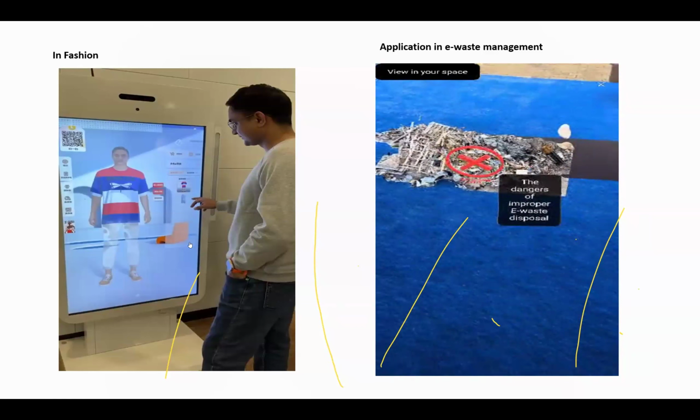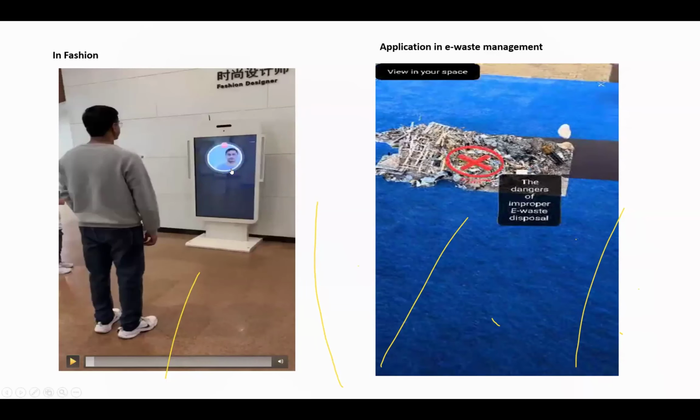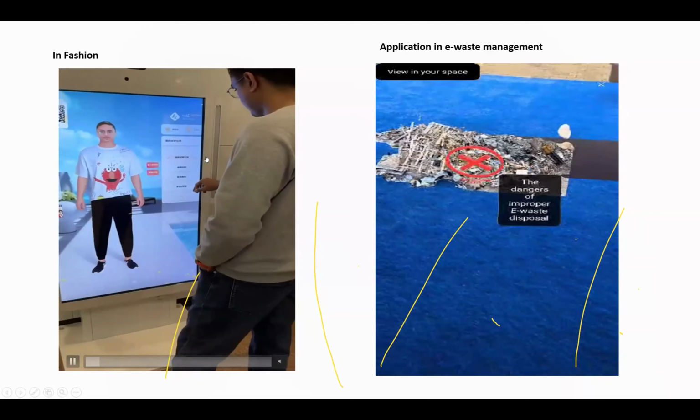Okay. So like I was saying, these are just a few applications of augmented reality. In fashion, you have someone able to try on clothes. You try on a piece of clothing before you actually buy it. Okay. Let me move this. Madam Flavia, you can see this gentleman.